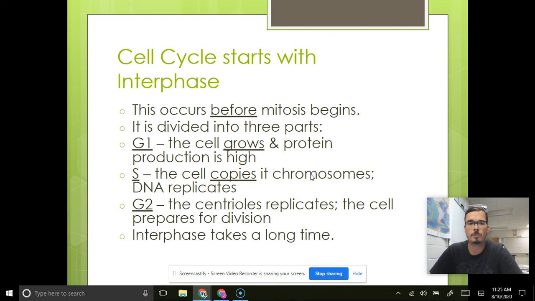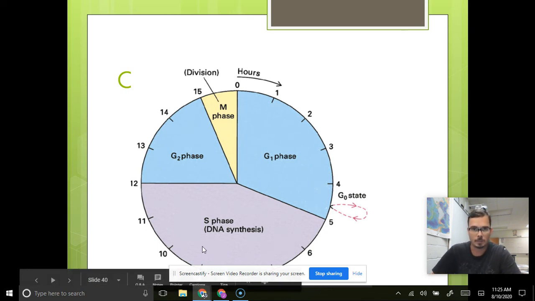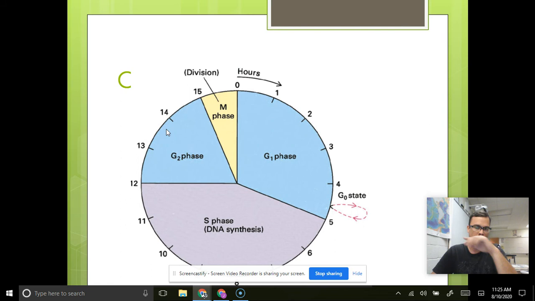Interphase is the longest phase of the cell cycle. So you have interphase here with G1, S, and G2. And then you have mitosis. Mitosis happens in a very short time. If this were 16 hours total, only 1 hour of that is going to be for mitosis.